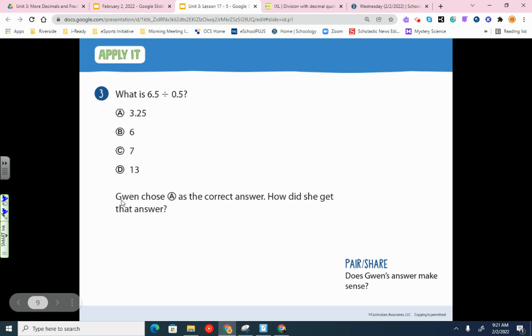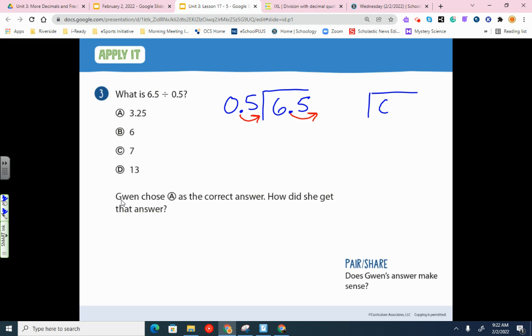Look at this next problem. What is 6 5/10 divided by 5/10? Let's just set it up. So this is the dividend, what's being divided. Here's our divisor. Move our decimal points. So now this becomes 65 divided by 5.